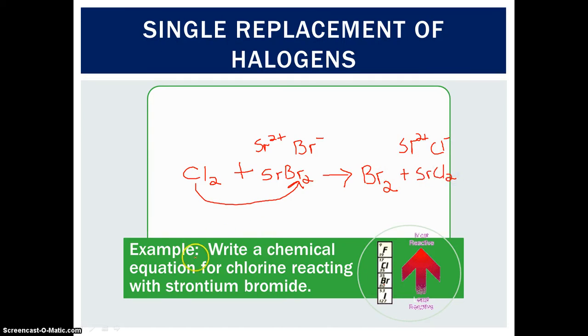The last step would be to balance. I have 2 chlorines, I have 2 chlorines over here. 1 strontium, 1 strontium, 2 bromines, 2 bromines. It's already balanced. I'm done.